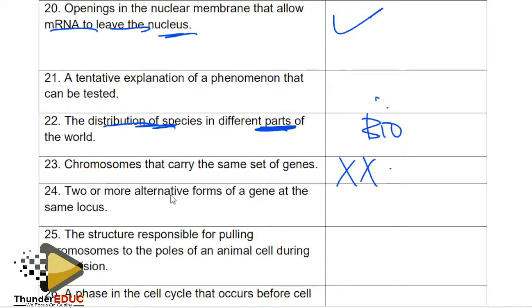They're saying two or more alternative forms of a gene at the same locus. What does it mean? Two or more alternative forms of a gene. It means that either this or this, for example, capital R, small r, something like that. We call them alleles. So they call them what?